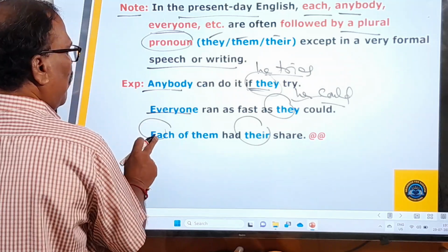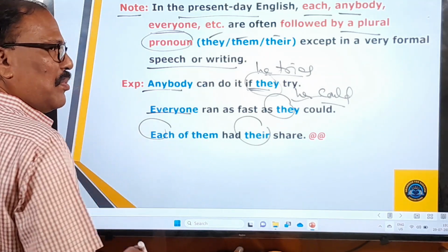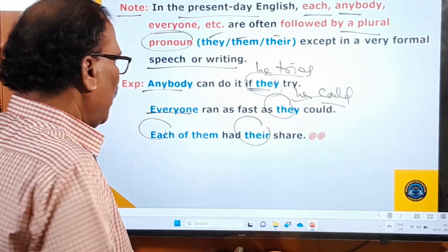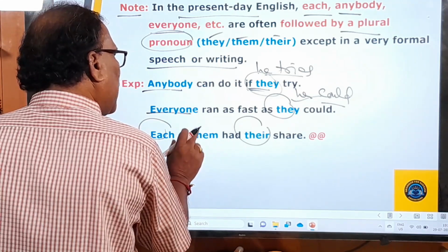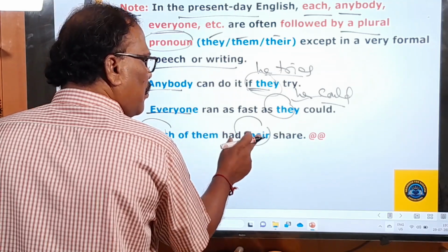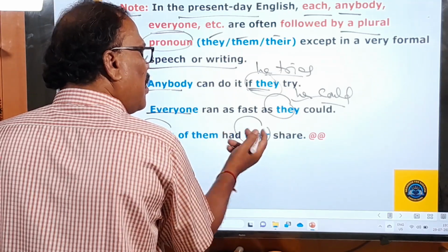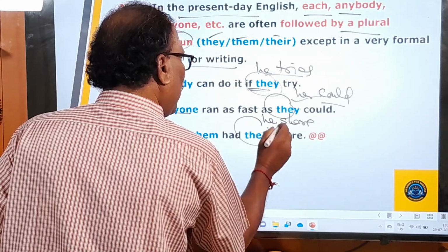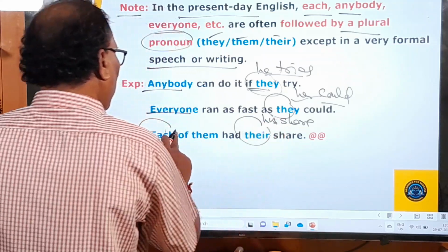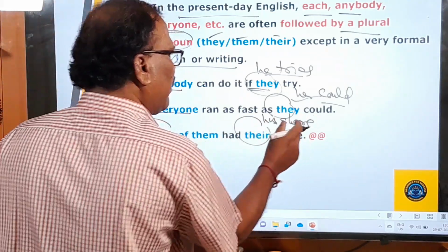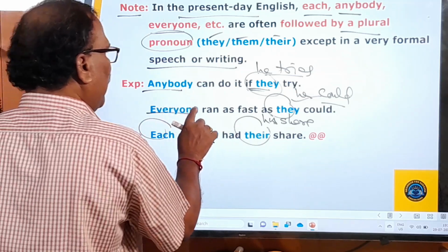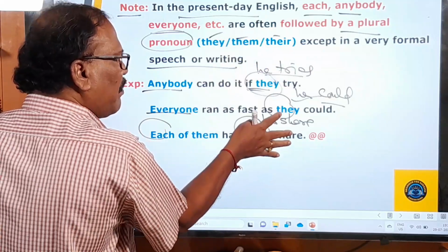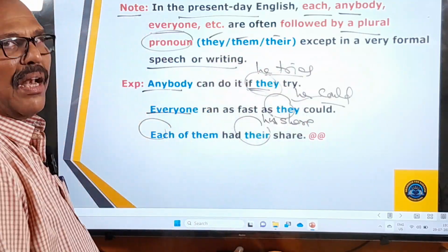Each of them, what do you understand from "them"? "Them" means maybe female, maybe male, but here you don't know the sex of these people. That's why you should use "he". In "had their share", okay, "has had his share". Each of them had his share. That must be the correct sentence. Everyone ran as fast as he could. Anybody can do it if he tries. That must be the right one. But in spoken English, the other things are allowed.